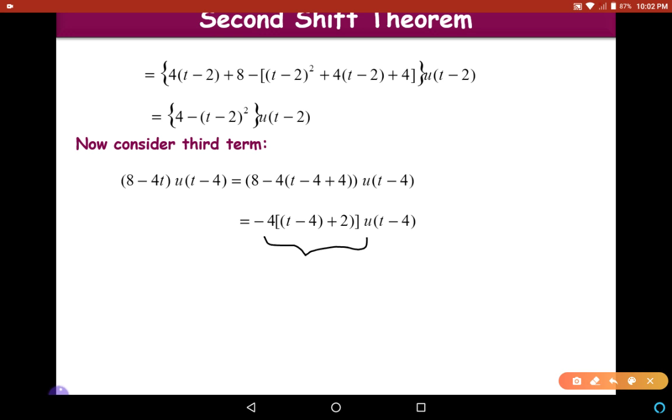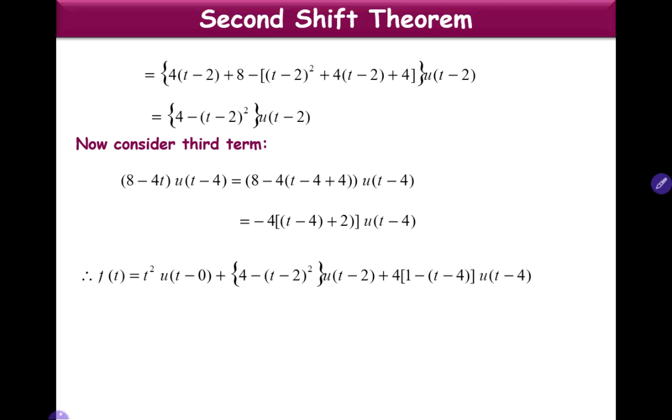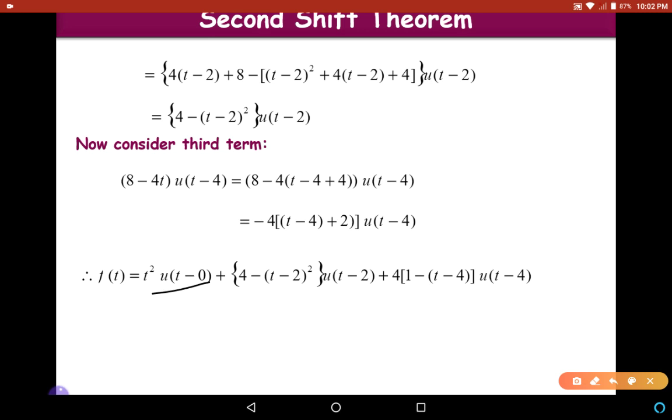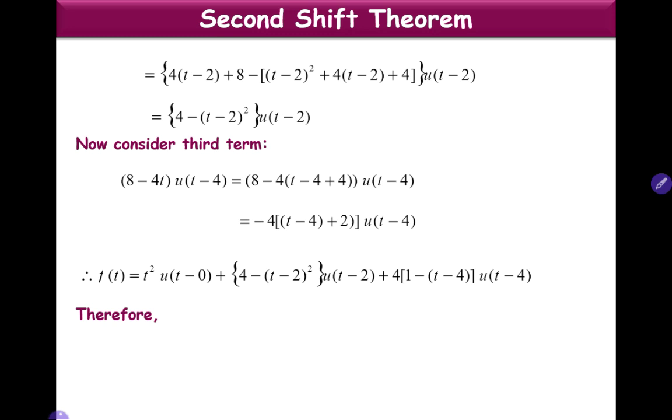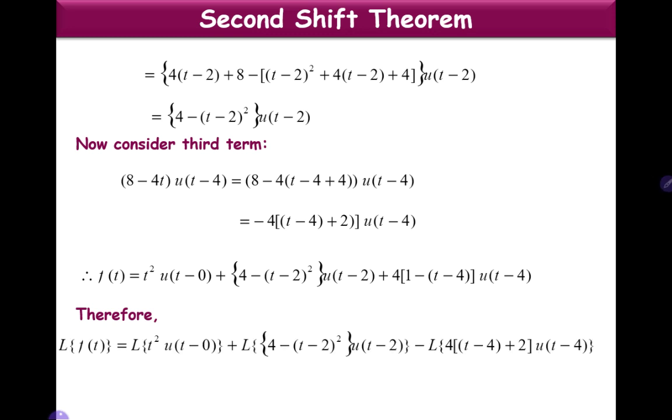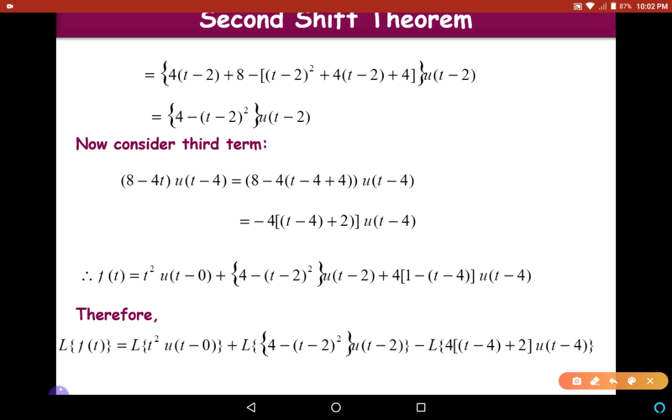Now replacing the second and third term in the above equation, we get f of t as this. In f of t, the first term remains the same, the second term I replaced with this, and the third term I replaced with this. So now apply the Laplace transform on both sides. L of f of t gives L of t square into u of t minus 0, plus L of 4 minus t minus 2 whole square into u of t minus 2, minus L of 4 times t minus 4 plus 2 into u of t minus 4. I think there is some mistake here. I need to change this. Please change this like this.